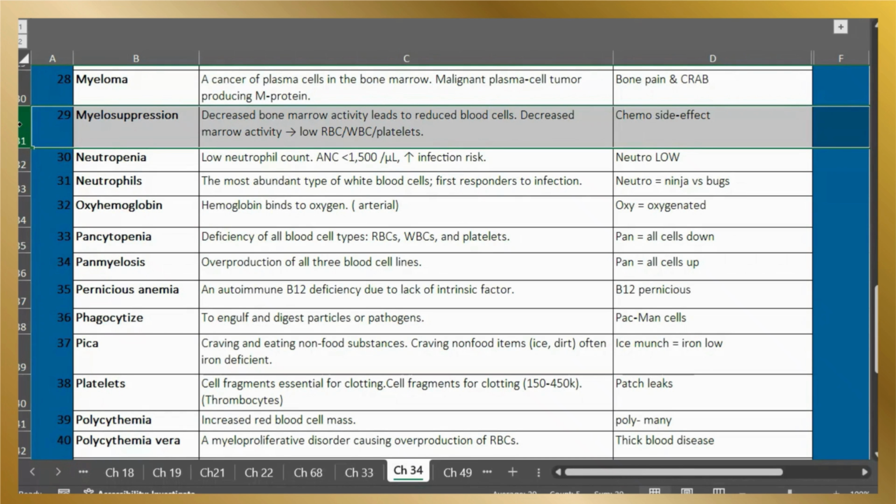Myelosuppression, a decreased bone marrow activity that leads to reduced blood cells. Decreased marrow activity, low red blood cells, white blood cells, platelets. So it's kind of a chemo side effect. The common side effects of chemotherapy include infection, anemia, and bleeding risk. So keep in mind it's caused by chemo and suppression of bone marrow function.